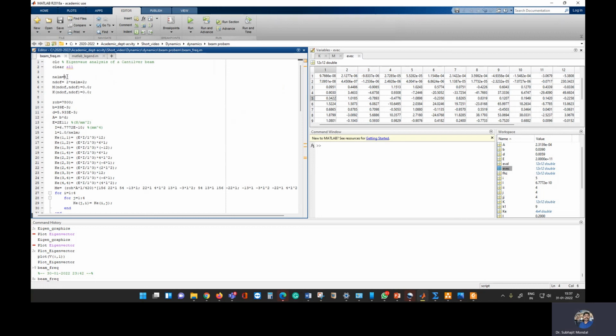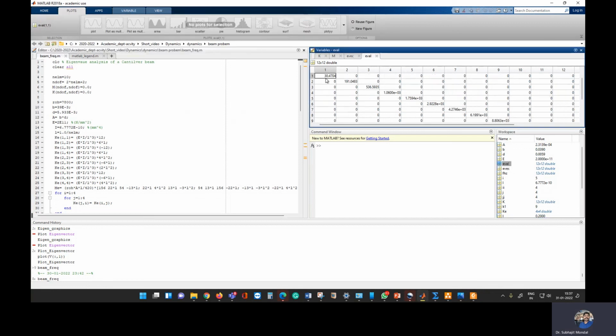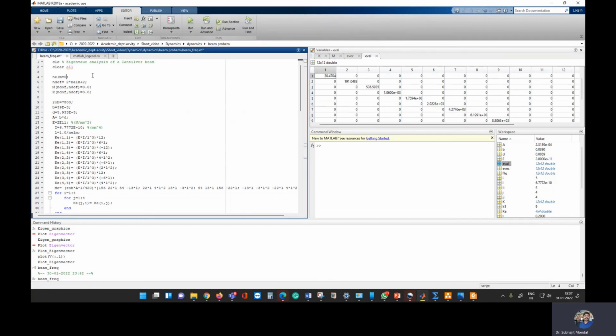So what we will do, we will increase the number of elements and see how the eigenvalue is changing. The first eigenvalue is coming 30.47 for 5 elements. Here it was our 5 elements. For the 5 elements, the first eigenvalue was 30 and the second eigenvalue was 191. Now I changed to 10 elements, and we'll see what our eigenvalue is. The eigenvalue is now 30.46, and 190. Now it is changing a little bit.